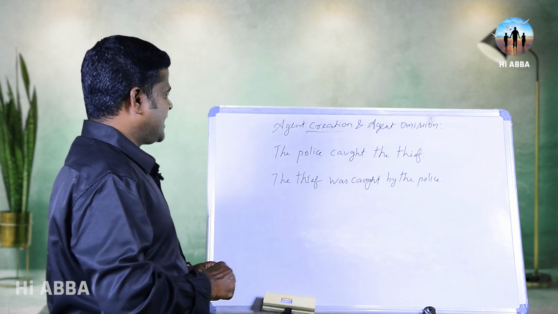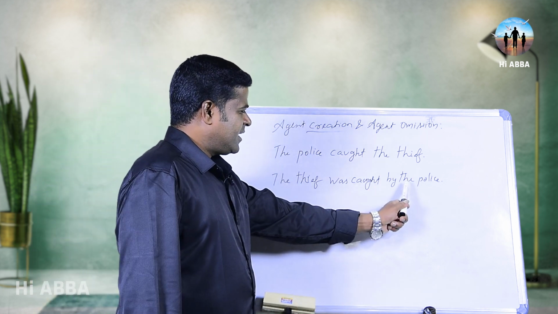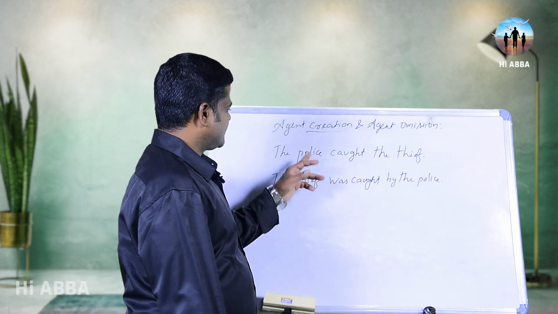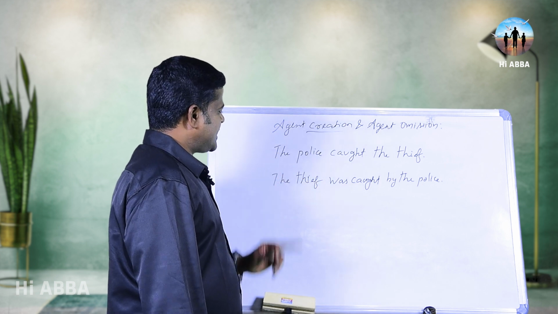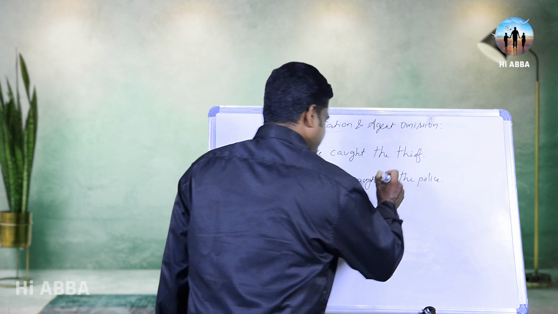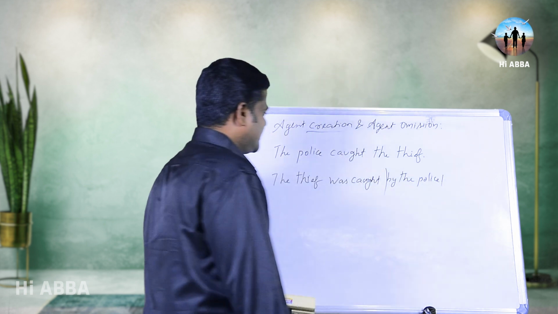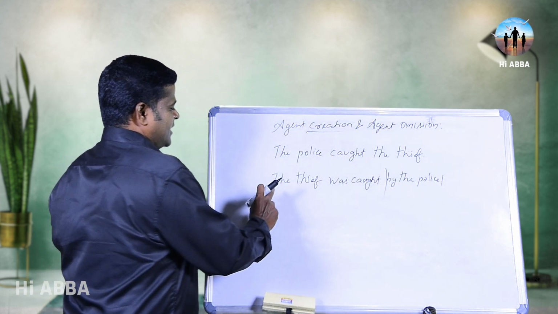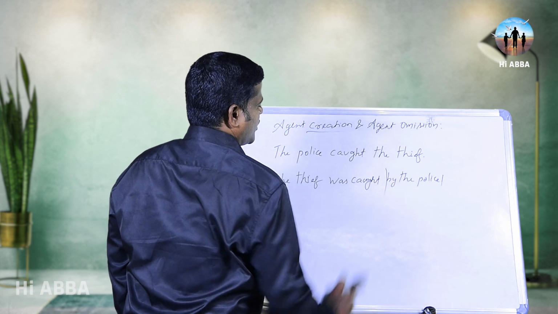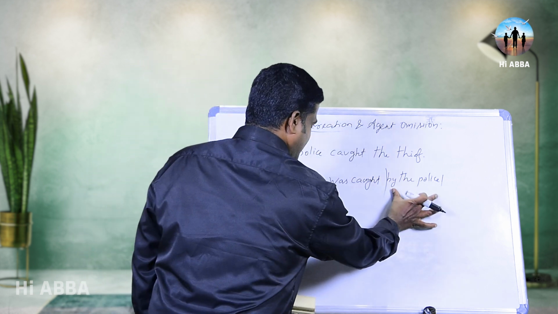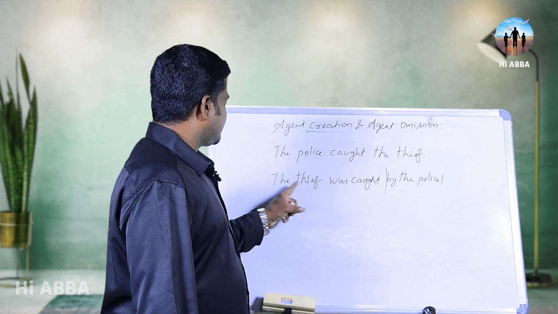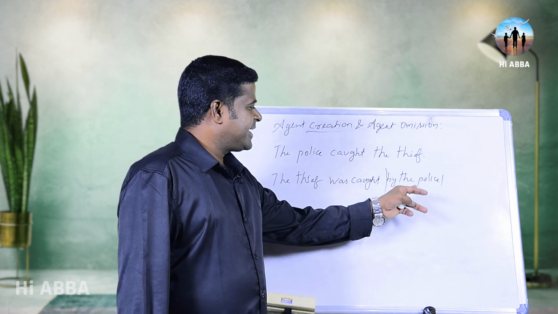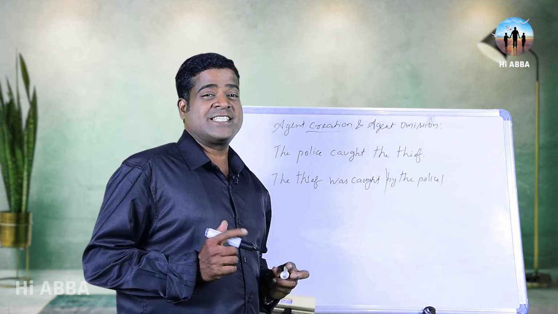Now the sentence has been changed into passive. Now take this object as itself. The thief was caught by the police. Now if you remove this object, will the sentence get meaning? The thief was caught. Here the police is not necessary.